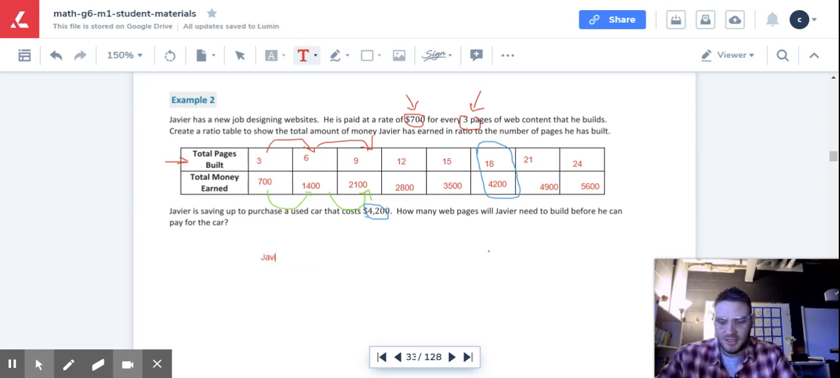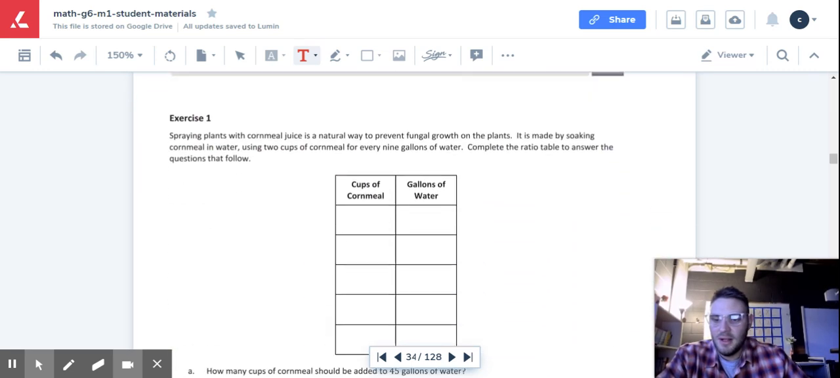So let's put in a full sentence. Javier can buy his car after he built 18 web pages. Boom, easy enough, right? All right, moving on.